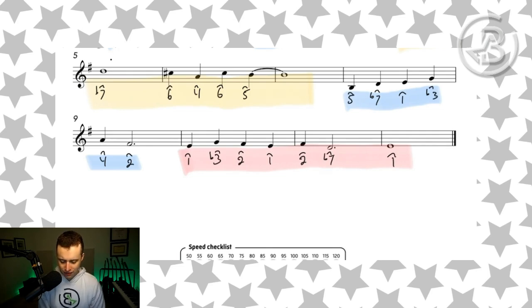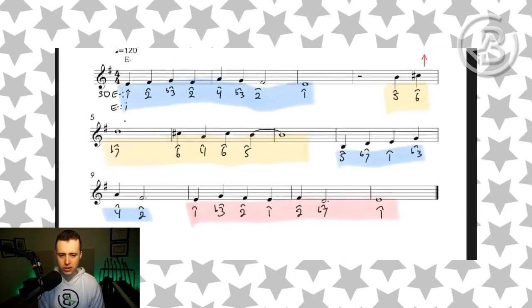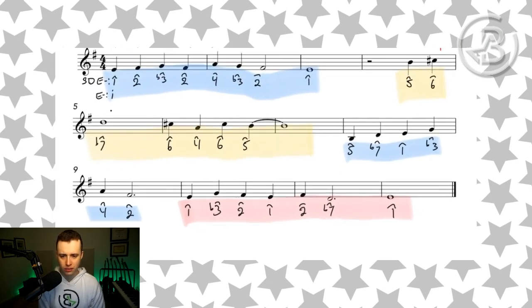So we have these 4 distinct groups in the melody. And what's interesting is to see how the scale degrees are grouped together. We have 1s, 2s, 3s, and 4s in our first one. In our second one, we have 5, 6s, 7, 6, 4s, 6, 5. In our third one, we have a mix: 5, 7, 1, 3, 4, 2. And in the last one, we have 1, flat 3, 2, 1, 2, flat 7, then coming back to 1.